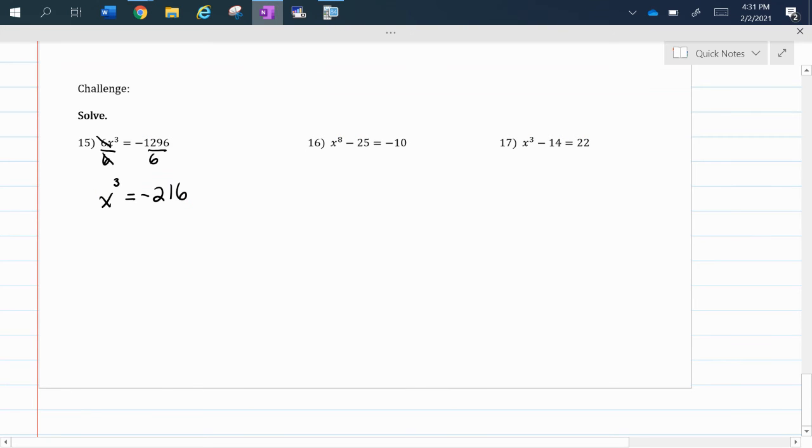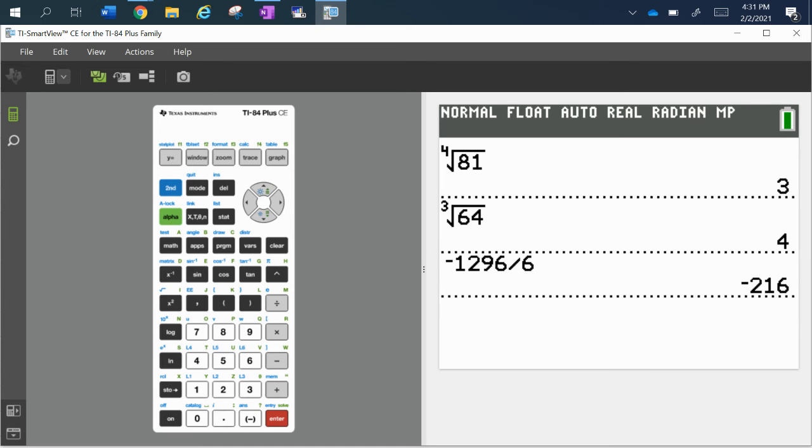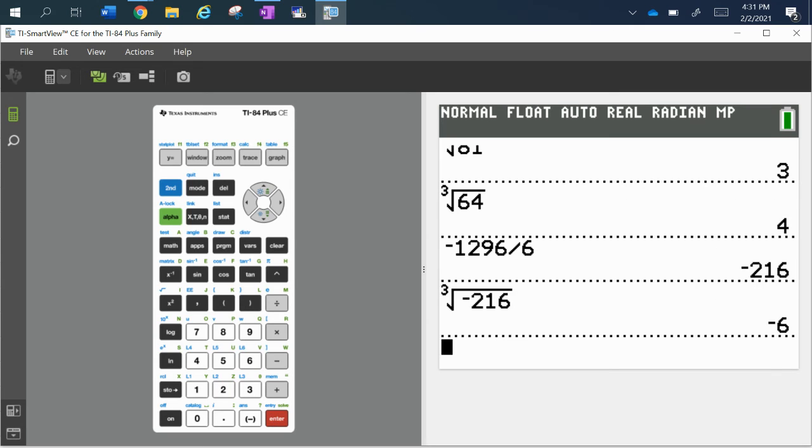Okay, so the next thing I'm going to do is, since it says x cubed and I'm solving for x, I need to take the cube root of both sides. So the cube root of x cubed is just x. That's not the absolute value because n is not even. But we need the cube root of -216. So I'm going to go to my calculator and do Math 4 for cube root of -216. And I get -6. And if I got a decimal, I would just round.